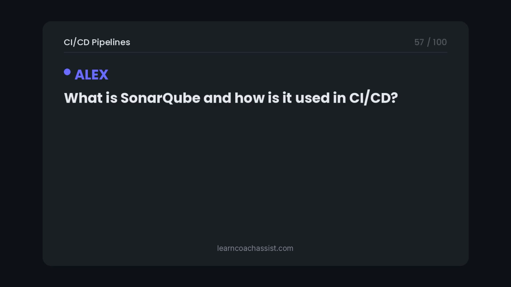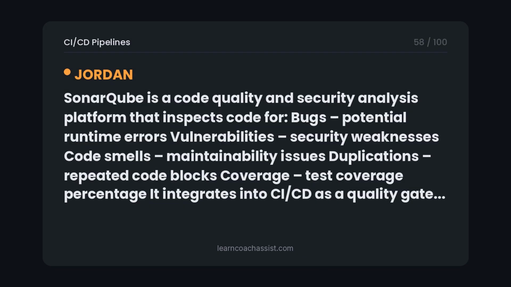What is SonarQube and how is it used in CI/CD? SonarQube is a code quality and security analysis platform that inspects code for bugs, potential runtime errors, vulnerabilities, security weaknesses, code smells, maintainability issues, duplications, repeated code blocks. Coverage: test coverage percentage. It integrates into CI/CD as a quality gate. The pipeline fails if code doesn't meet defined thresholds, e.g., coverage less than 80%.